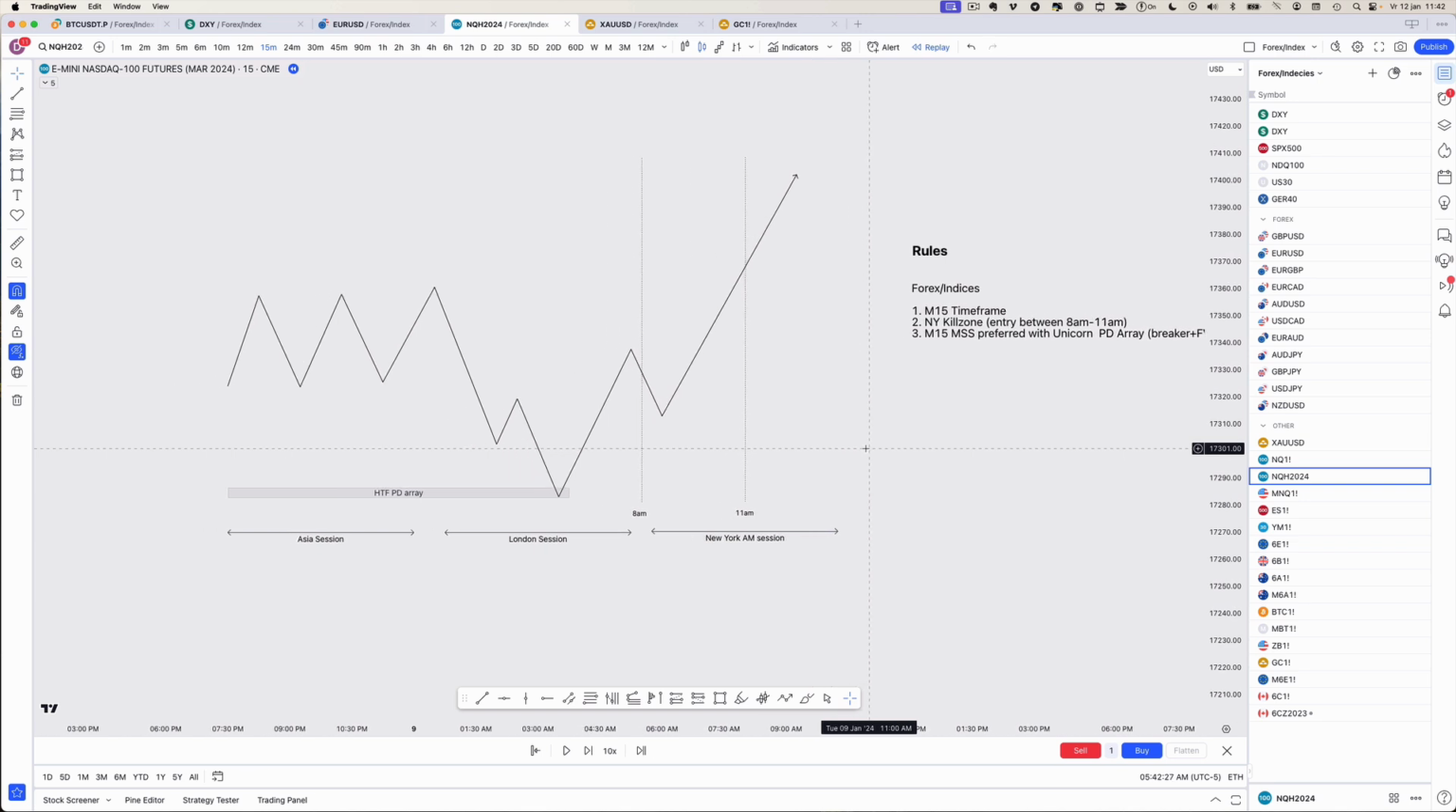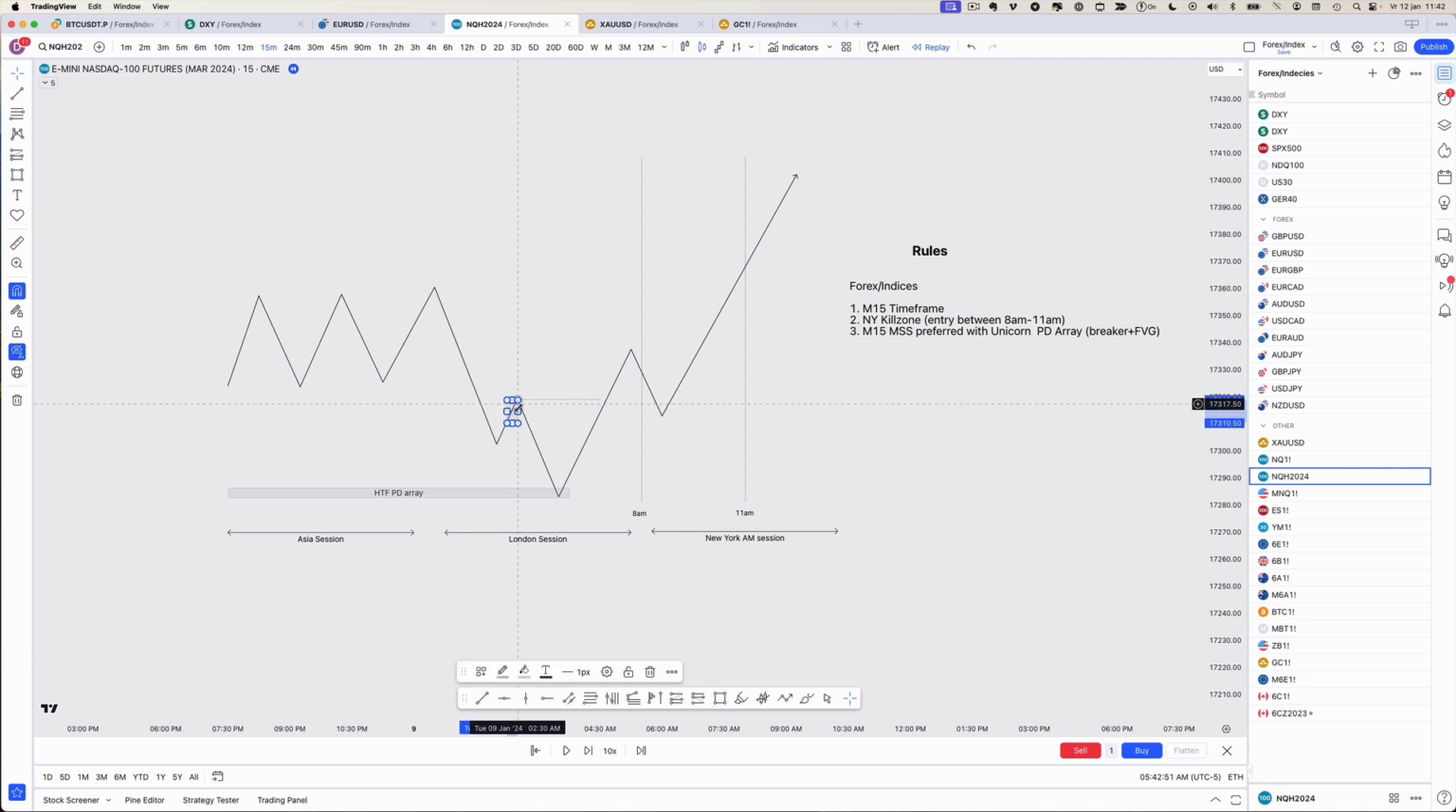The biggest thing is you want to look for the market structure shift on the 15 minutes. So if we look at this and we made a low over here, we make a market structure shift over here, clearing this high with displacement up. What then happens is that our final up closing candle becomes a breaker block.